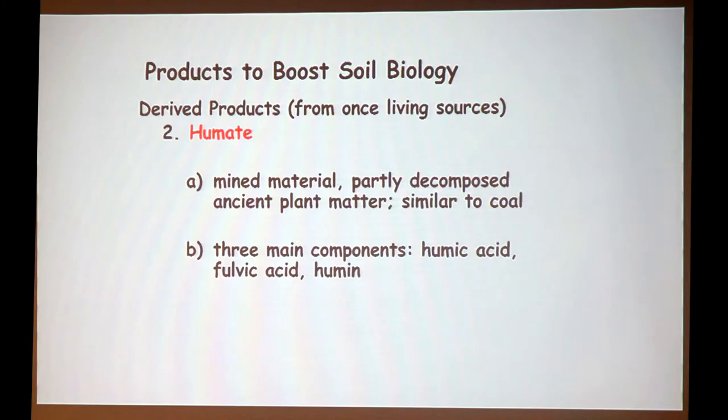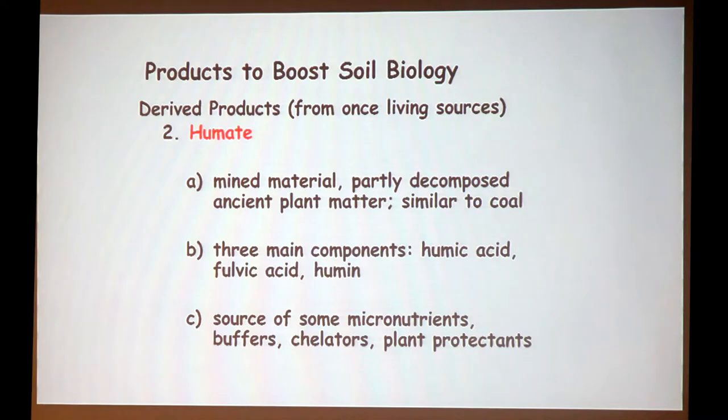in the root zone, and these are actually used as amendments to the leaves as well. Very different materials. They are the source of some micronutrients, buffers, chelators, and plant protectants. So those are how I kind of separate microbes and all these biological products. Evaluation of those depends on what class they're in. Combinations of them are often used as well. All of this, again, is to increase the conducive nature around that plant root.